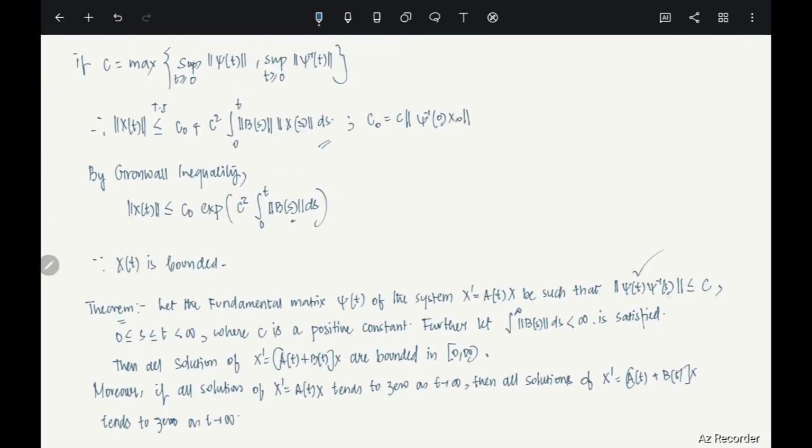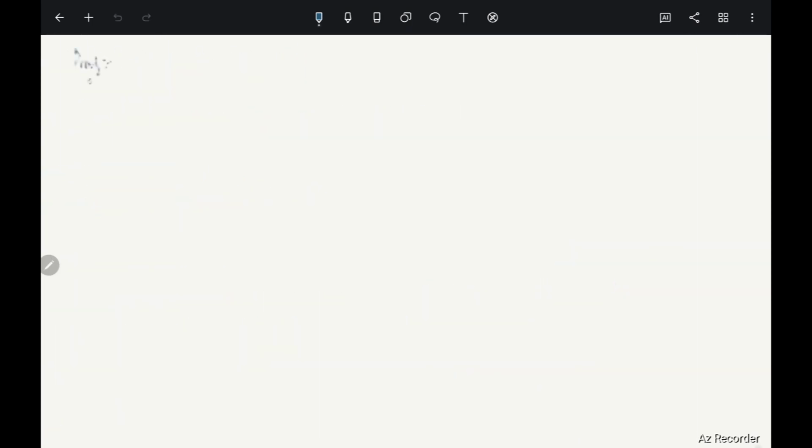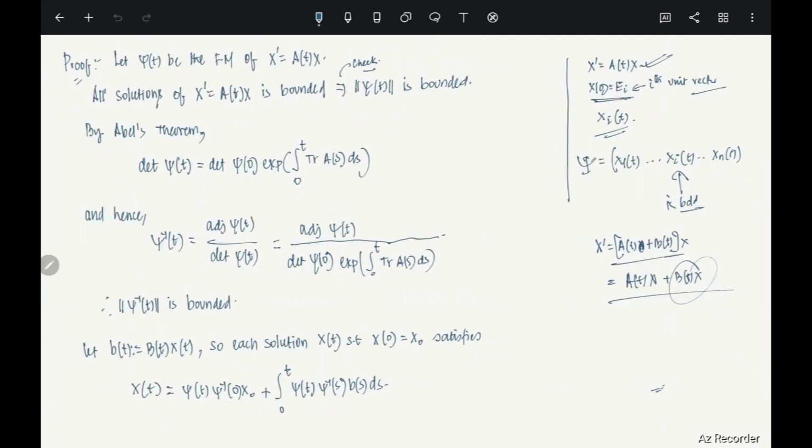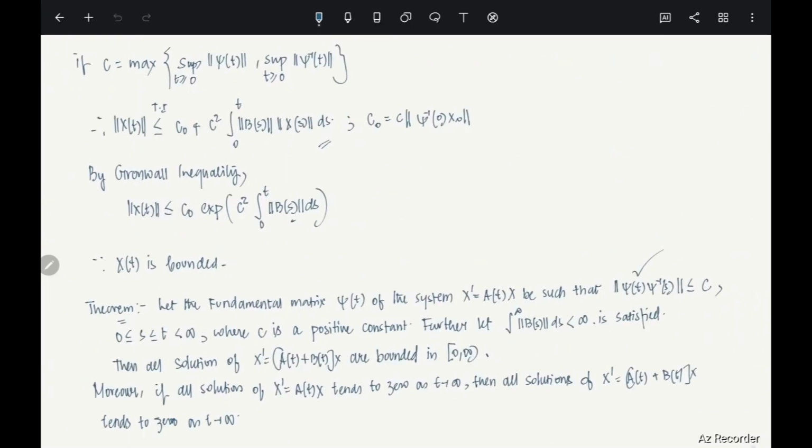So you see, phi t, phi inverse of s, that is given to be bounded, right? So you can use this condition in this part. So x of t, we know we have x of t is nothing but phi of t, phi inverse of 0, x0 plus the integral from 0 to t of phi of t, phi inverse of s, B(s) x(s) ds. This is the thing which we did earlier. The x will satisfy this equation. Okay.